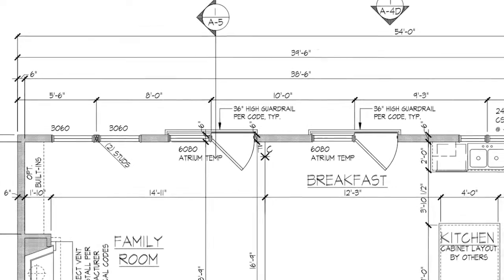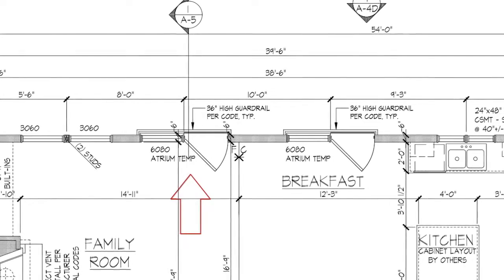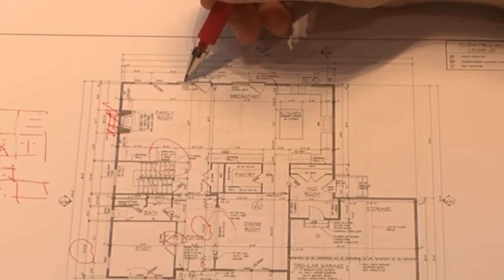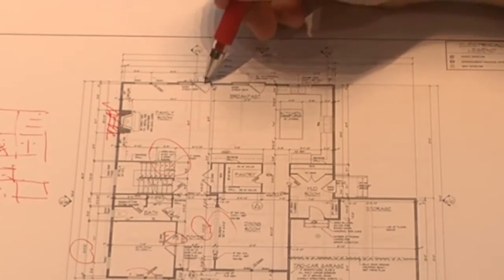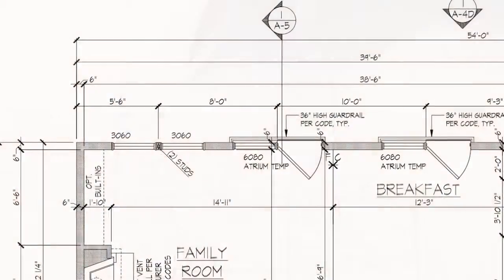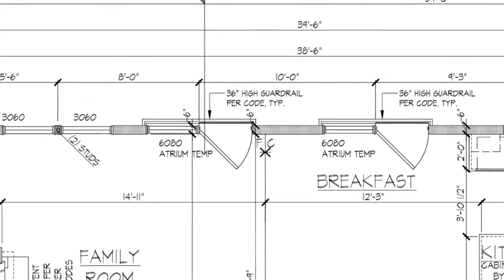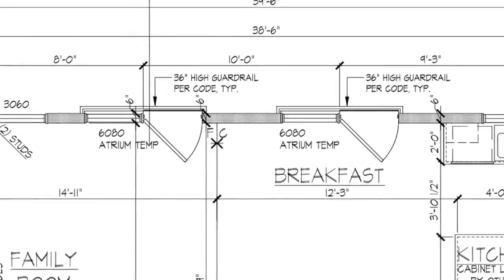This is a 6080 door. This is called an atrium door. This is actually two panels. The panel on the left is fixed. The panel on the right is operable. We highly encourage our customers to only install atrium doors versus French doors for exteriors.